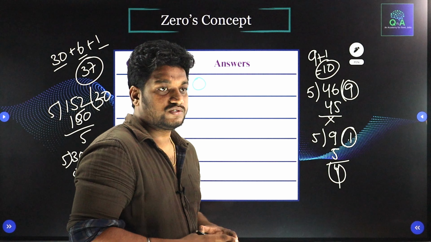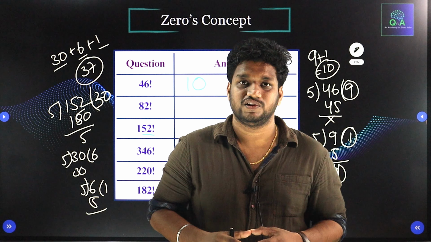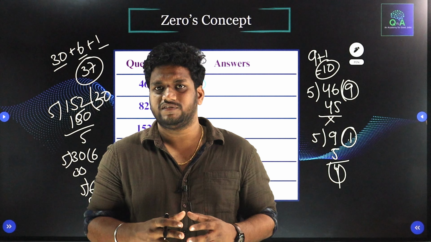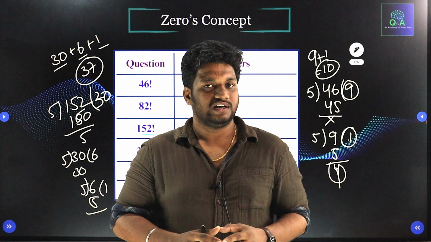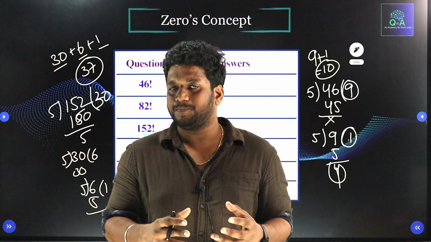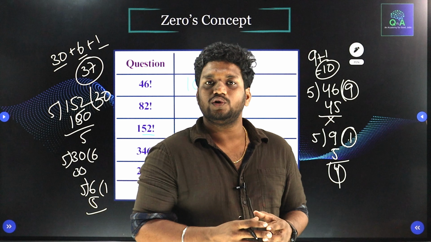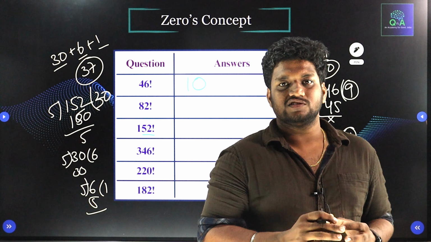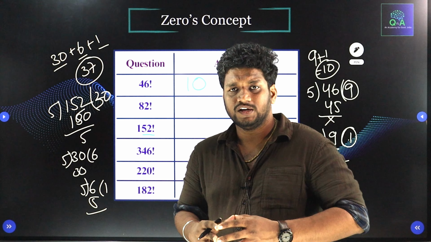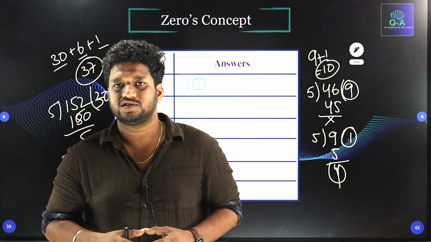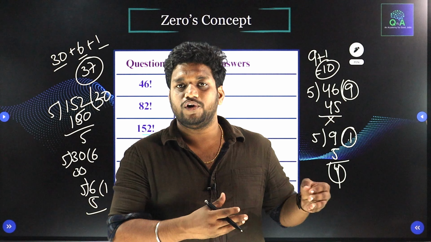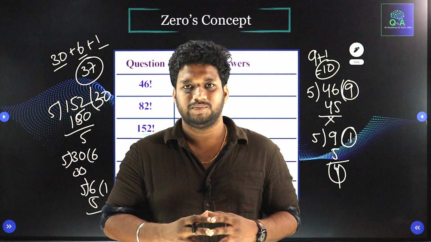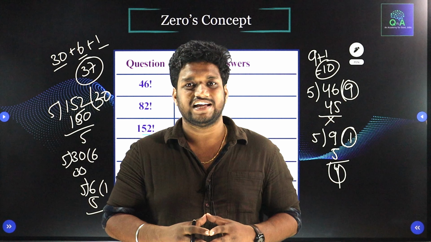Hope all of you understood the concept of trailing zeros. Up to now, whatever I have discussed, each and every concept is very important. Definitely in every competitive exam, they are going to ask at least 1 or 2 questions from these concepts. So all of you practice all the questions I have discussed in these videos, and in future also I am going to do more questions on number system. So thank you everyone. Thank you for watching.